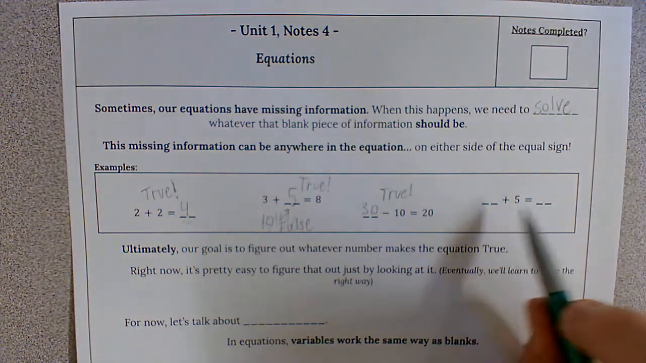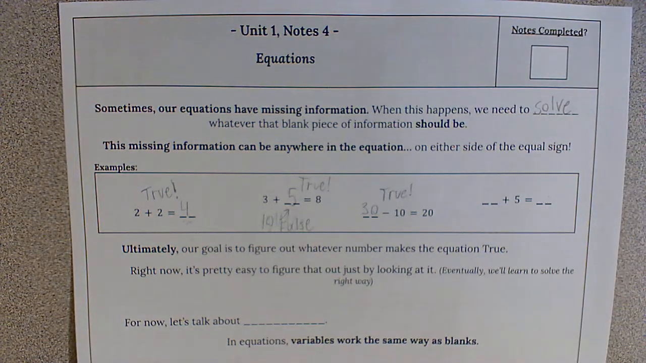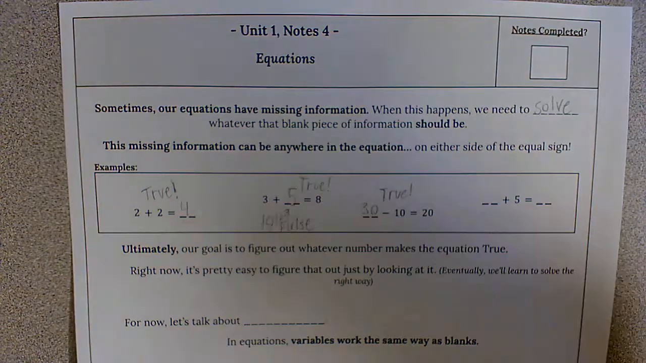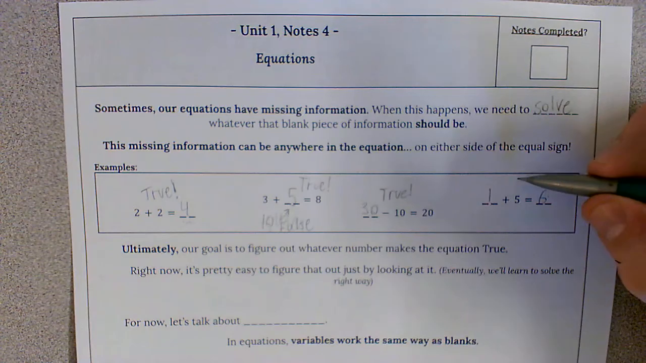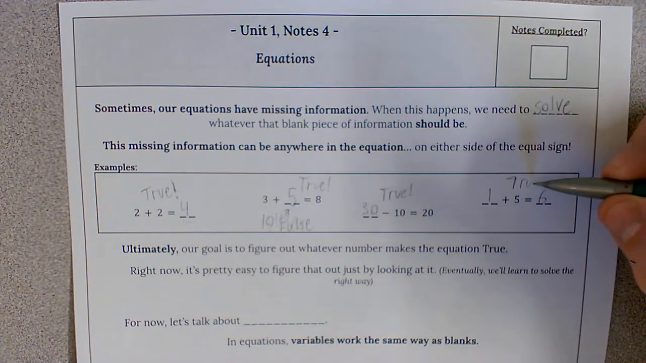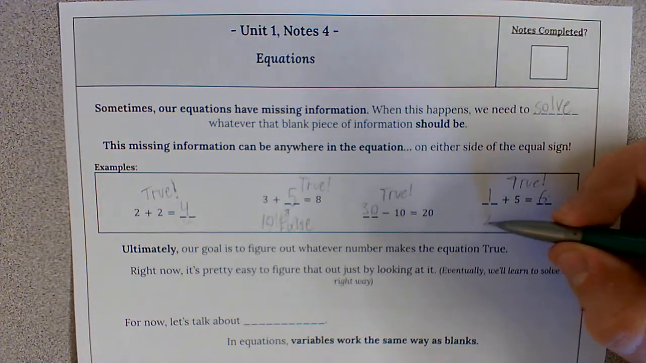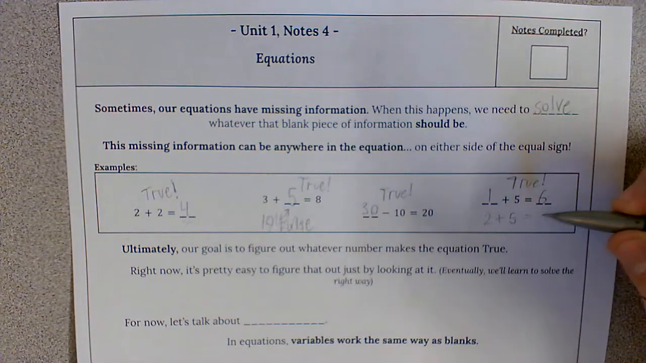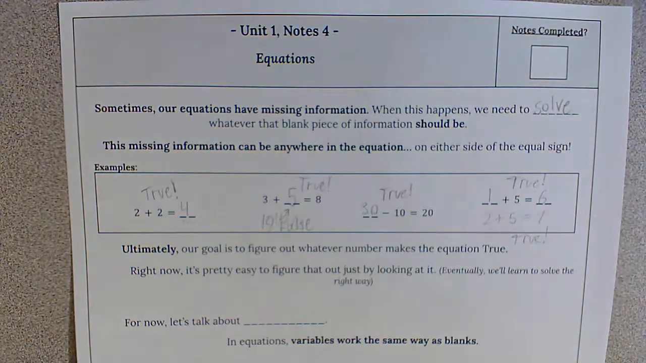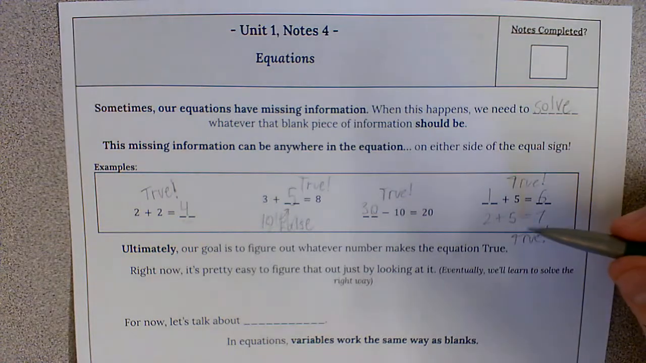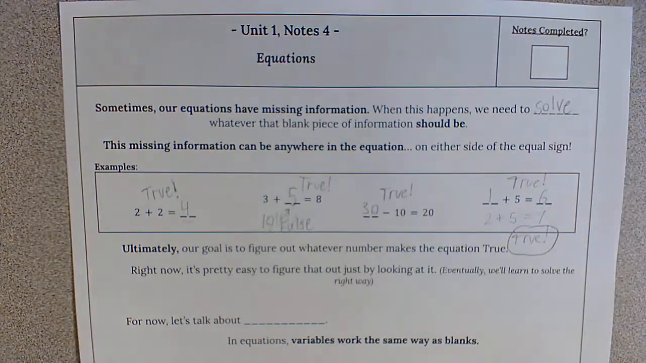This last one, we have 2 blanks. Because of that, we can put in really whatever we want. For example, I can put in 1 and 6. This is definitely true. But we could also put in 2 plus 5 gives us 7. This is also true. When we have multiple blanks, that means there's infinitely many possibilities for what the right answers could be, because all we're looking for is truth.